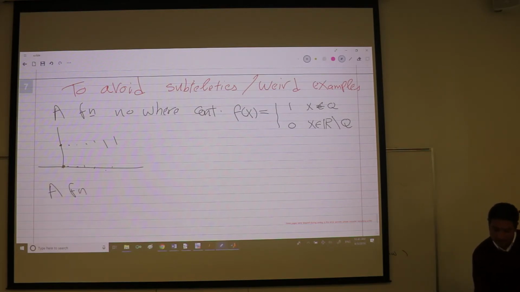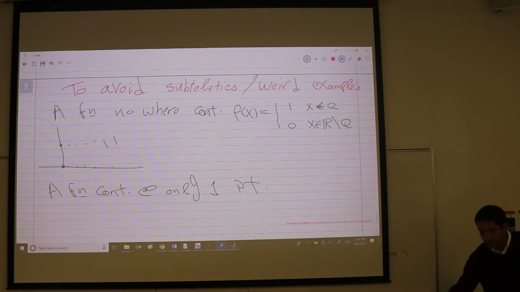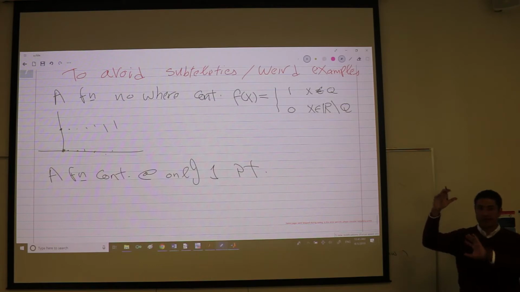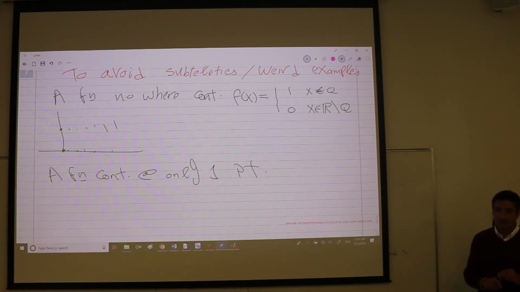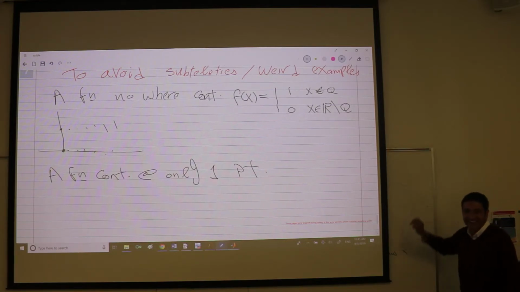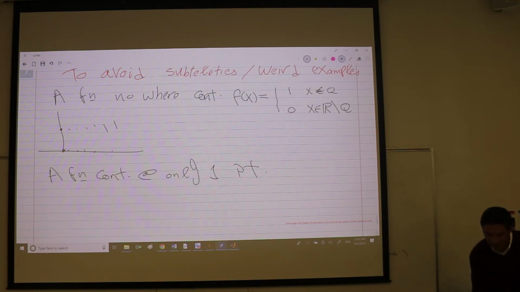A function that is continuous at only one point. How do we draw the function such that it becomes continuous at just one point and then drops all of a sudden? This is very hard because, as we know, if you just make it continuous, any line means an infinite number of points. Any line, no matter how small it is.